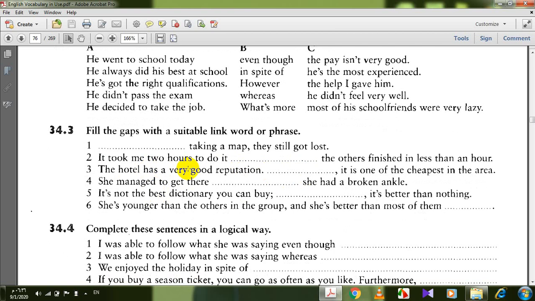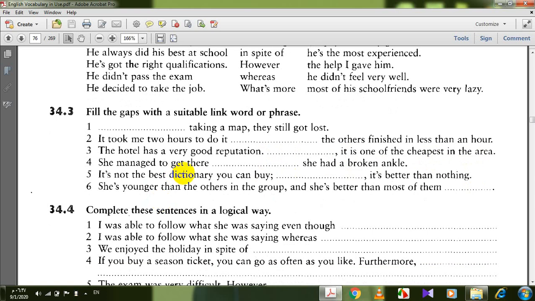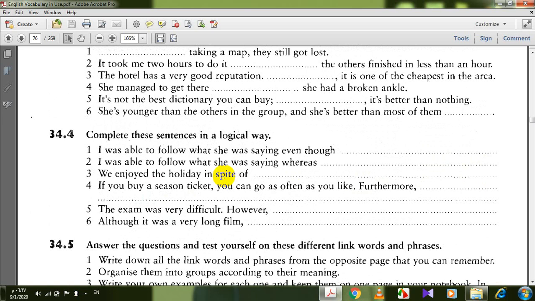It took me two hours to do it, whereas the others finished in less than an hour. The hotel has a very good reputation. What's more, it is one of the cheapest in the area. Good. So I think it's a good idea that you do the rest of the examples. Let's have a look here.